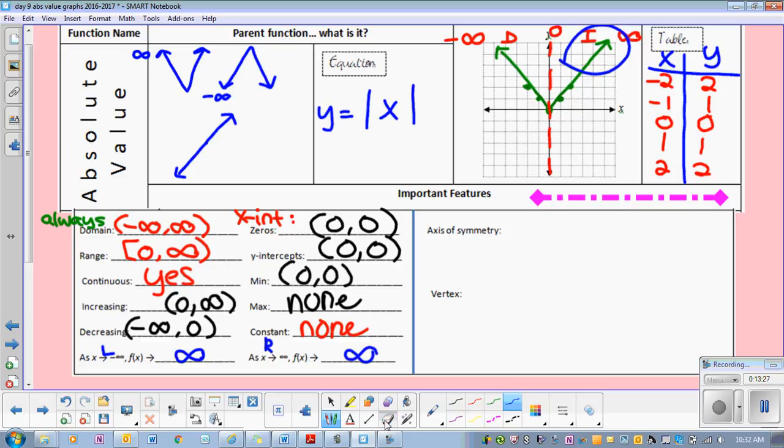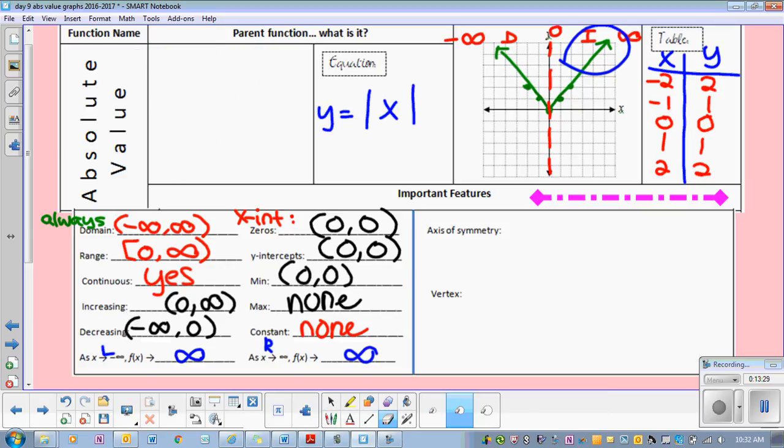Okay? Alright. So now let's talk about the vertex and the axis of symmetry. What is my vertex here? 0, 0. Okay.